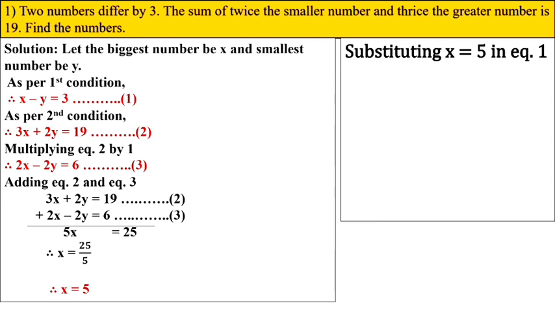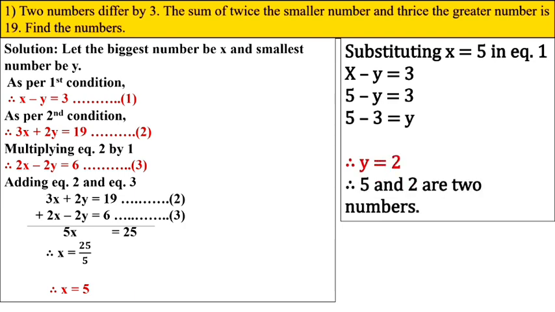So equation number 1 is what? x minus y equal to 3. So x value we have 5. We will substitute this: 5 minus y equal to 3. Now student, 3 will come to the left side and become minus 3, and minus 5 will go to the right side and become positive 5. Now 5 minus 3 we get 2. Therefore y equal to 2. So the answer is 5 and 2 are the two numbers.